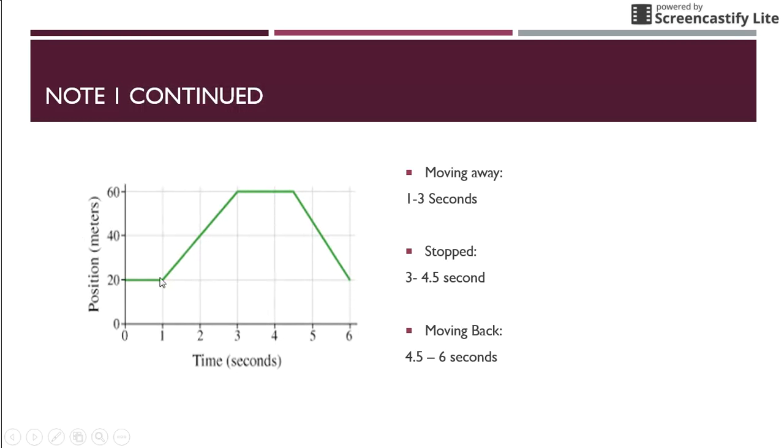So our note 1 continued. I know that we are looking at this graph right here. We know it's moving away from its start point from 1 to 3 seconds. It's increasing its distance. It's stopped from 3 to 4.5 seconds because it's staying at the same distance and time's going on. And it's moving back from 4.5 to 6 seconds because it's decreasing its distance going back to the start point.